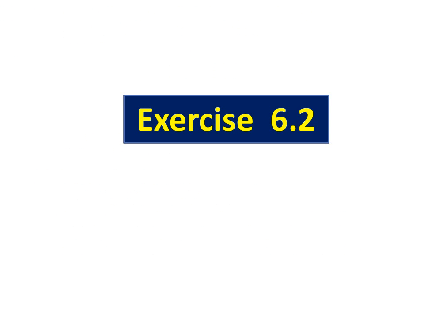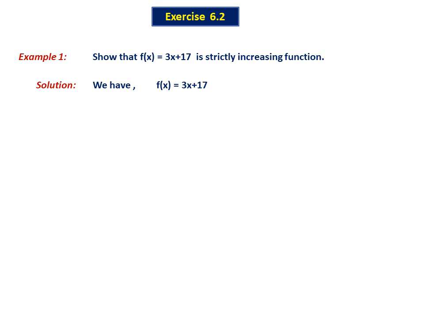Now let us go to the exercise 6.2. A few examples let me take today. First one, show that f of x equal to 3x plus 17 is a strictly increasing function. So what is the condition for a strictly increasing function? Now we have f of x equal to 3x plus 17, f dash x equal to 3, and it is always positive. That means by the theorem f of x is a strictly increasing function. You can also use the definition to show this one.